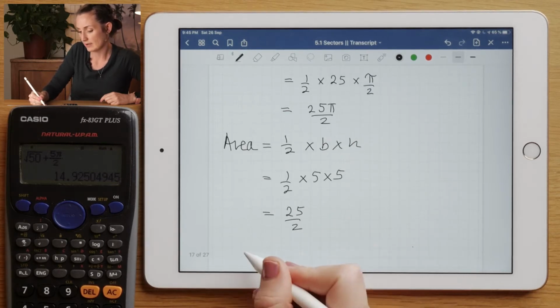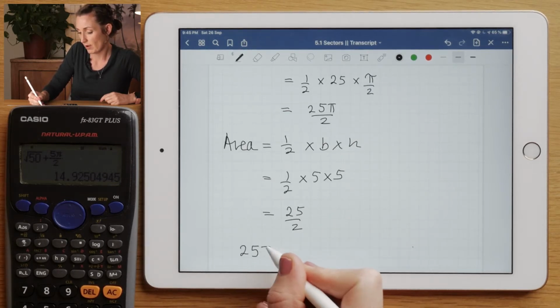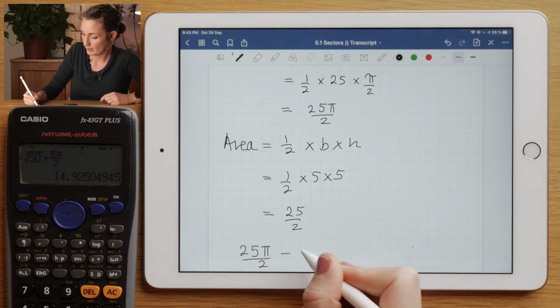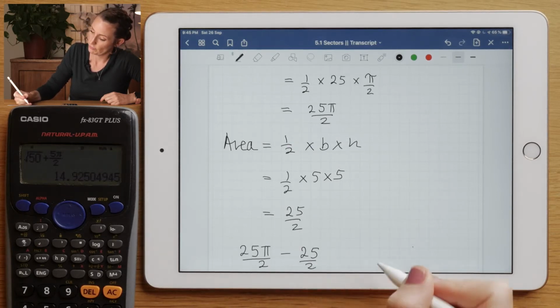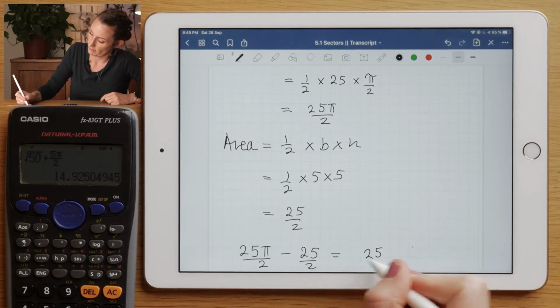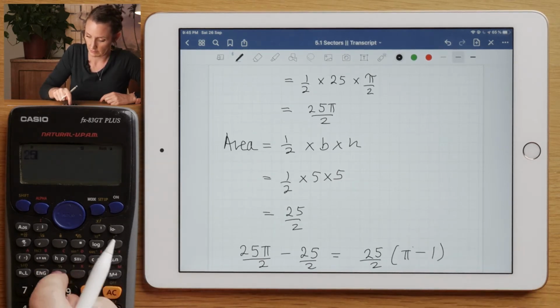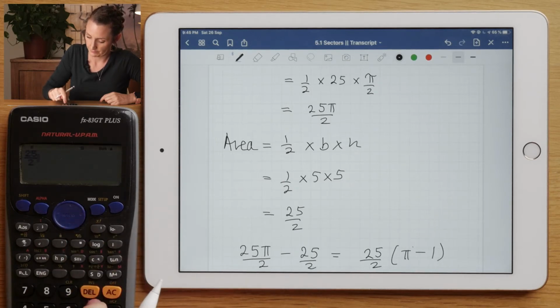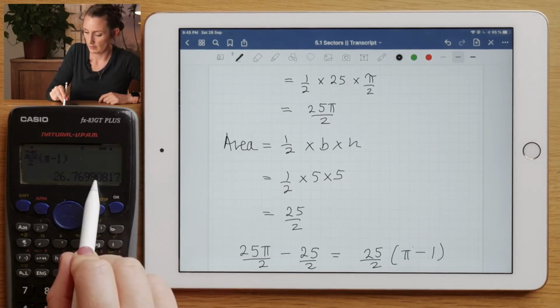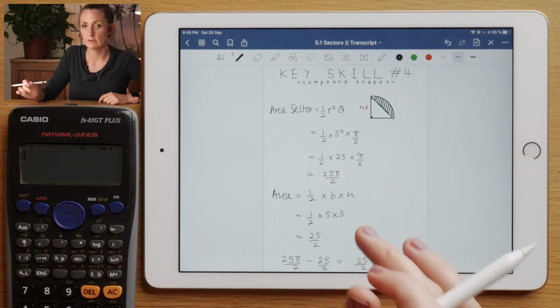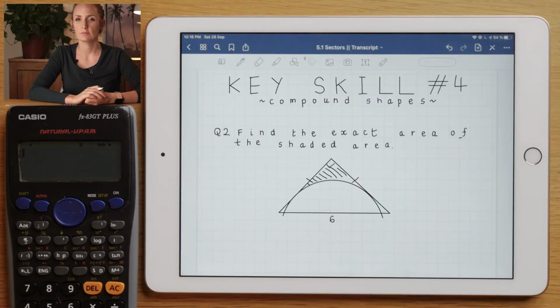Now, if they ask for an exact answer, I would say 25 pi over 4 minus 25 over 2, or 25 over 2 times pi over 2 minus 1. Or if you need a rounded answer, you could use this. Let's move on to something a bit trickier. I think this might actually be the trickiest question of this series. The last question is pretty hard, but I think this one might be a bit harder.